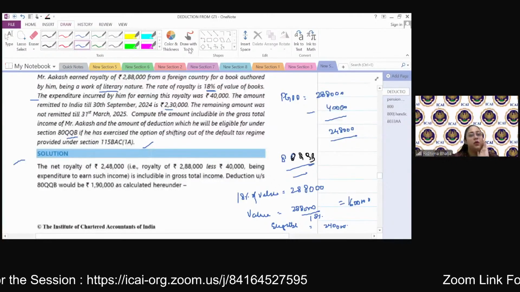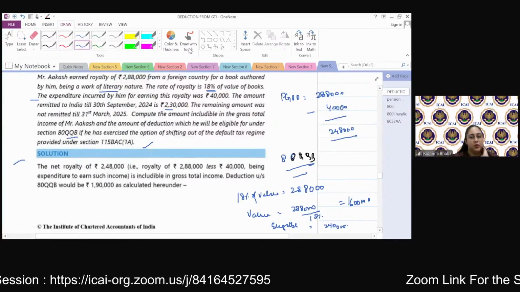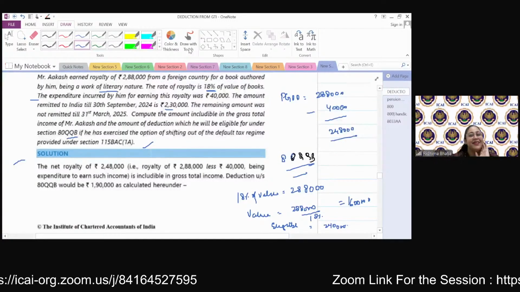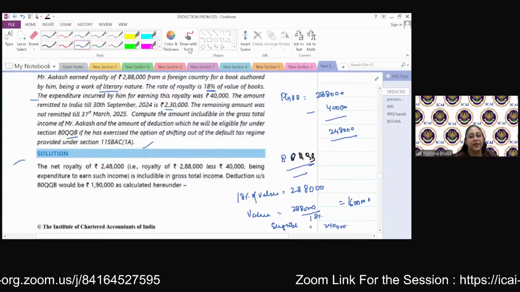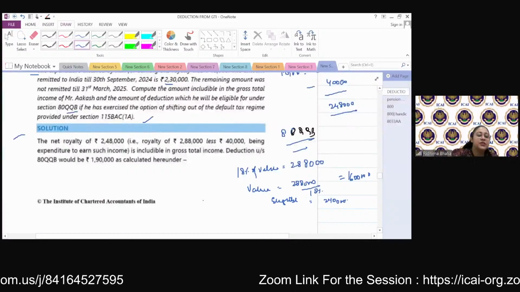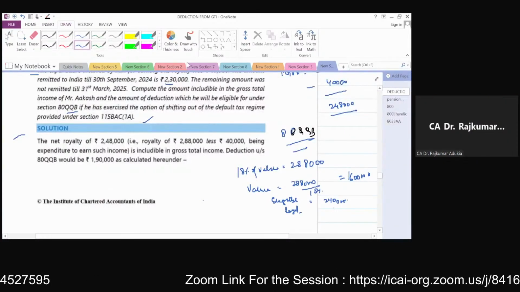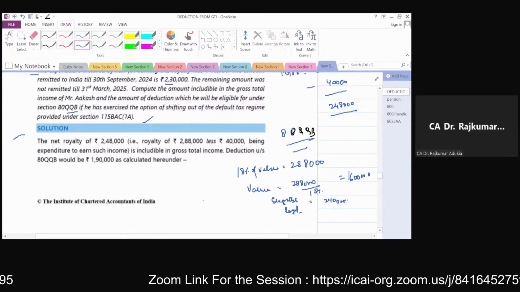Does anyone have any doubt about how 240 came? Sorry, okay, sorted. Now from this 240, how much is remitted to India, eligible royalty? I have not understood, madam, how 240 came.